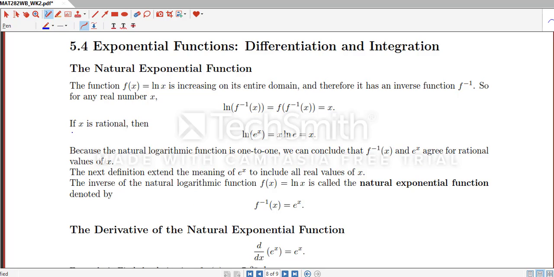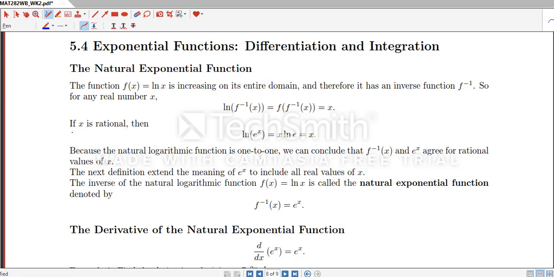Let's take a look at the exponential function. If x is rational, then ln of e to the x: because of the power rule, we can factor out the power x, but ln of e equals 1. So it's the same as x times 1, that equals x. We see that ln of e to the x power equals x. Because the natural logarithmic function is 1 to 1, we can conclude that f inverse of x and e to the x agree for rational values of x.